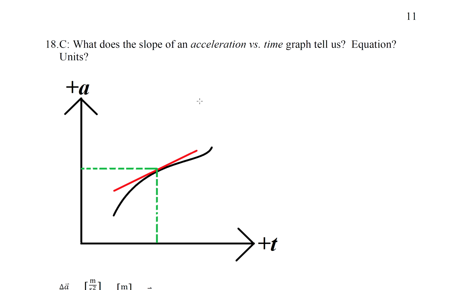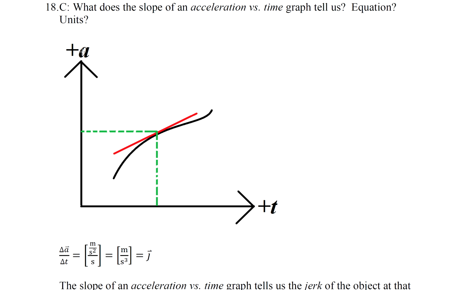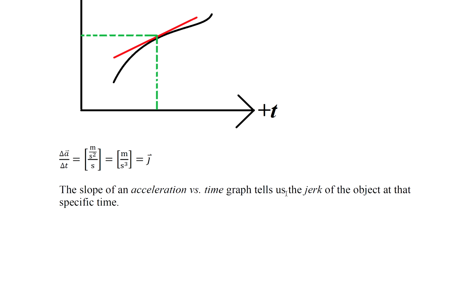Question 18, what does the slope of an acceleration versus time graph tell us? Well, it's going to have units of meters over seconds squared divided by seconds, which is meters over seconds cubed, which is called the jerk. And for IB physics, A-level physics, AP physics, even if you have a bachelor's in physics, you're not going to learn about jerk. I'm sure you won't.